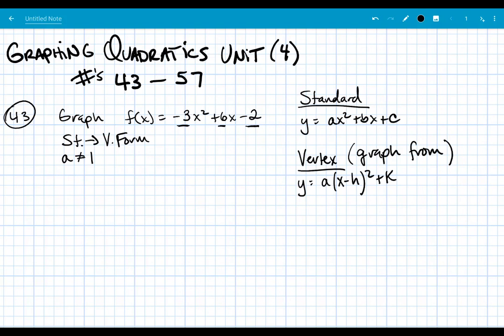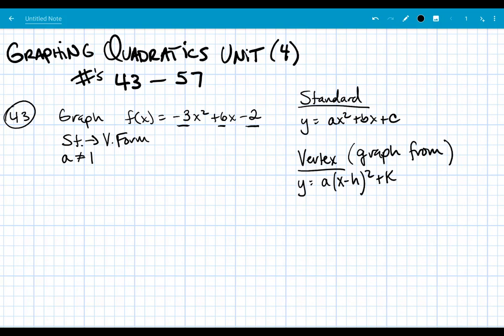The way that we change from standard to vertex is going to depend on whether a is not equal to 1 or when a is equal to 1. I'm going to go through both situations here. When a is not equal to 1, because it's obviously negative 3 in this case, that's one thing we know. When a is not equal to 1, it's actually really not too bad.